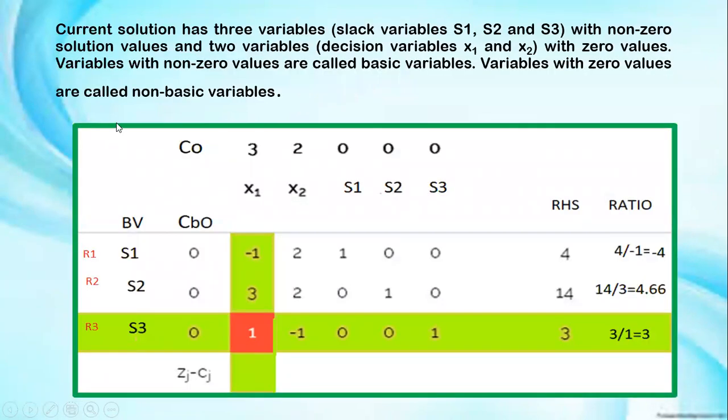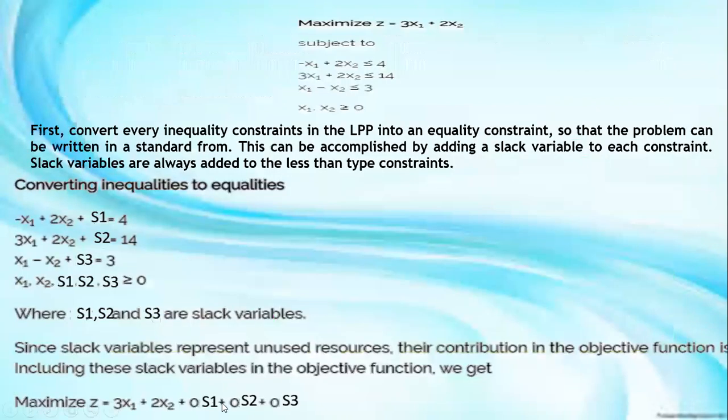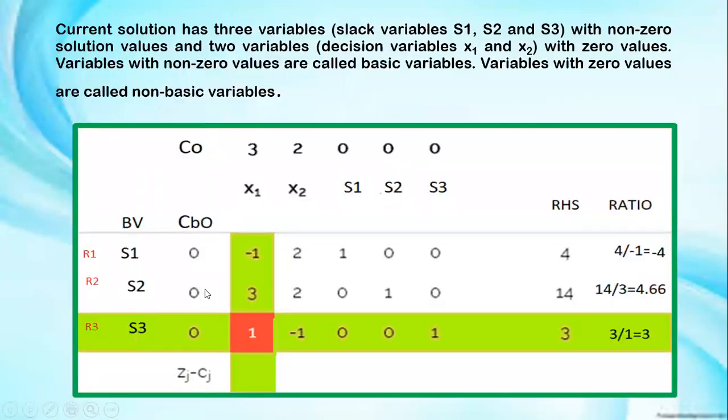Now you write it in a table form. First will be the basic variable. First you have to consider the slack variables or the surplus variables, whatever you have got. So there are three slack variables, S1, S2, S3. These are the basic variables. Next, the coefficient of the basic variables in the objective function. If you see the slack variables, the coefficients are 0, 0 and 0 in the objective function. So write down 0, 0 and 0.